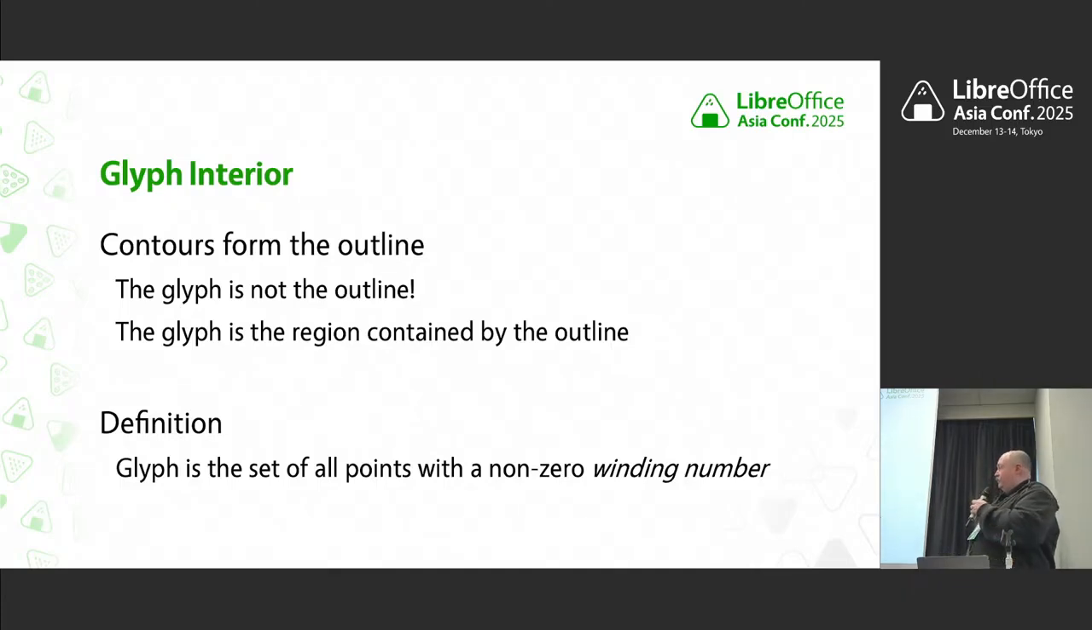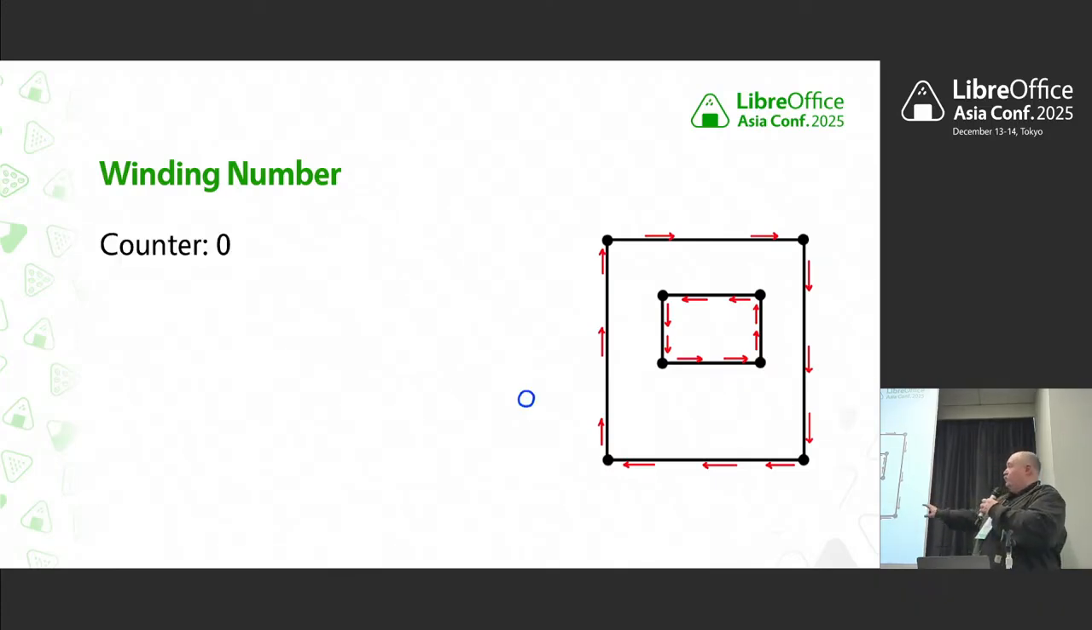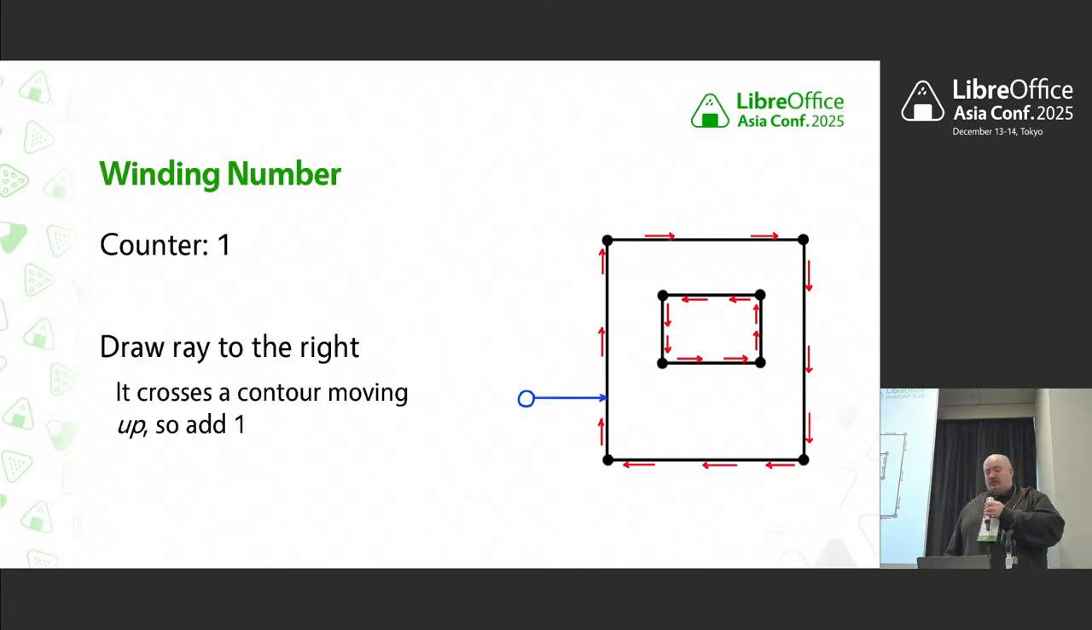So in order to define that, we need to introduce a new concept from math called a winding number. I'm going to skip the mathematician's definition of winding number. To intuitively understand what this does, it's best to work through an example. So we start with this simple glyph with that outline, and we choose a point somewhere in the plane. We initialize the counter to 0. We cast a ray to the right. Anytime it crosses a contour going up, we add 1 to our count, and anytime it crosses a contour going down, we subtract 1.